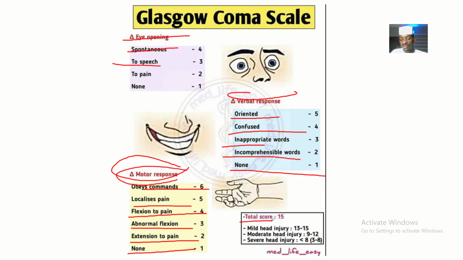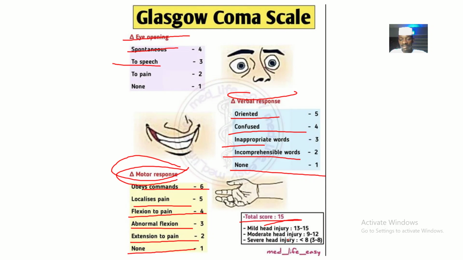The total score for the Glasgow Coma Scale is 15. Mild head injuries are usually scored between 13 and 15. Moderate head injuries are usually between 9 and 12. That's after you check all these things and score the patient.